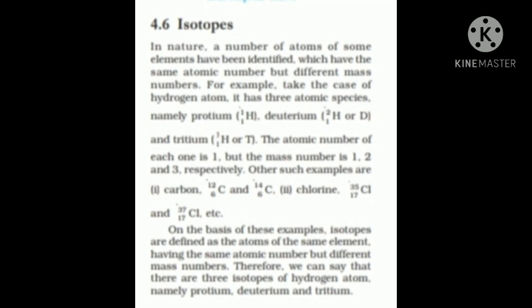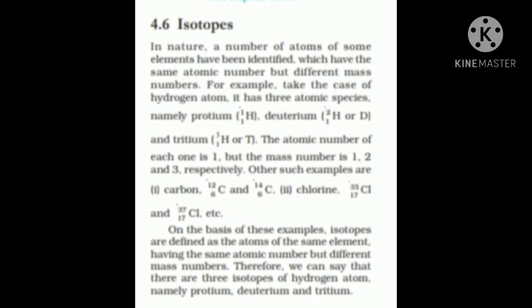Some examples are carbon with atomic number 6 but with mass numbers 12 and 14. Chlorine, atomic number 17 but with mass numbers 35 and 37. On the basis of these examples, isotopes are defined as the atoms of the same element having the same atomic number but different mass number.